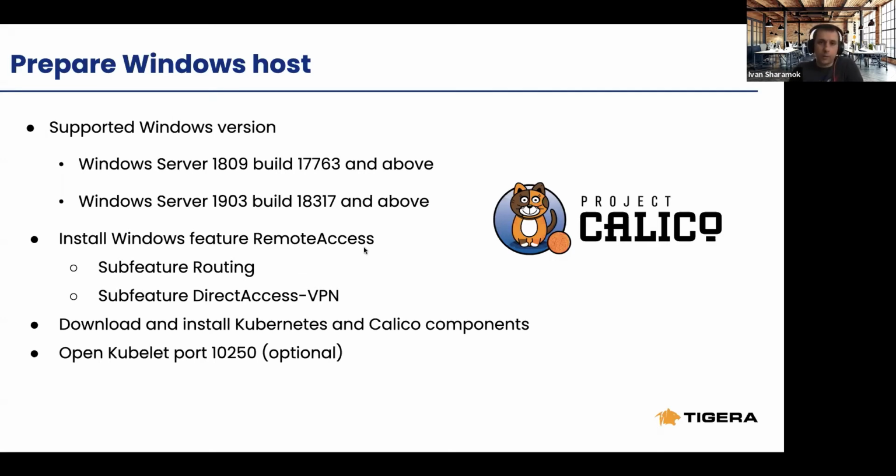There are a few dependencies: the remote access feature, which should include routing and DirectAccess VPN sub-features, installed on your Windows host. We are leveraging those features, especially for the BGP setup, to create the network connectivity. As we prepare the Windows hosts, I'll show the download of the Kubernetes components. They depend on the version that you install, so when you're configuring, pay attention to what you're downloading. And another thing I want to mention: if you are going to use kubectl to run commands like exec against your Windows containers, make sure to open the default kubelet port 10250 on your Windows host.